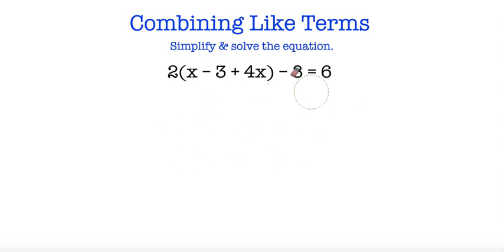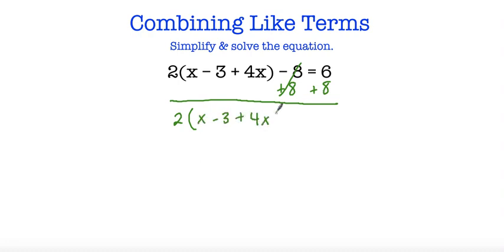Another way we could have gone about it is, so here I have a lot going on. I have the distributive property, but then I have minus 8, and nothing's really affecting this negative 8. So what we could do first, if we really wanted to, is add 8 to both sides. And this cancels out. So that would leave us with 2 times x minus 3 plus 4x is equal to, now we have 6 plus 8, which is 14.